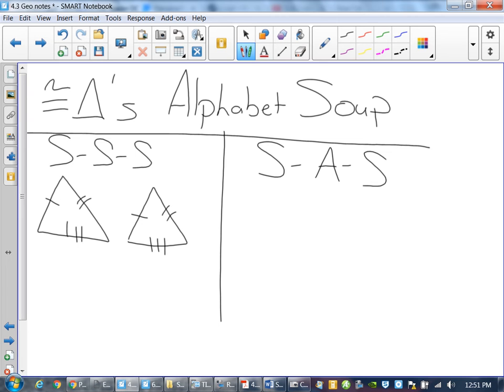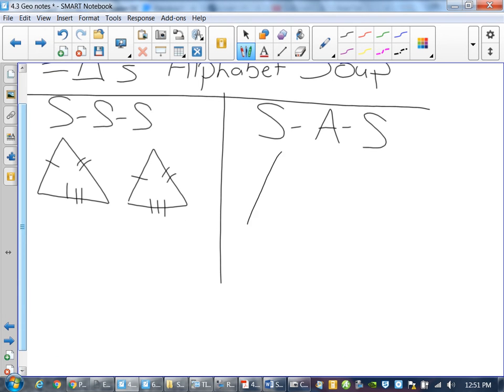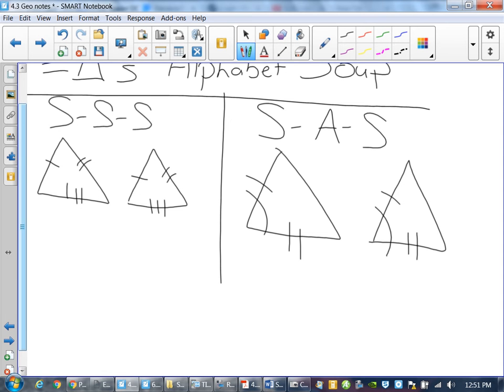Side angle side. Where is this angle placed within the 2 sides? In between them. When the angle is placed between them, it's called an included angle. It's included within the sides. It's a very, very easy thing to show in a diagram. A side, an angle, and then a side. Which means the other diagram would also look like a side, an angle, and a side.